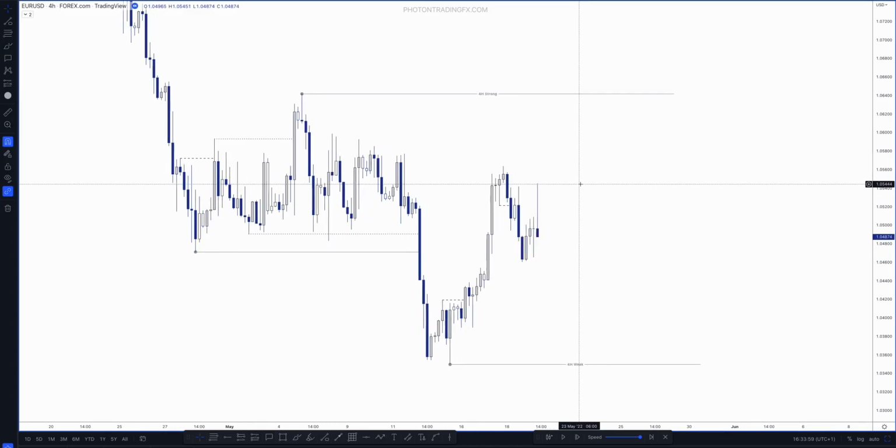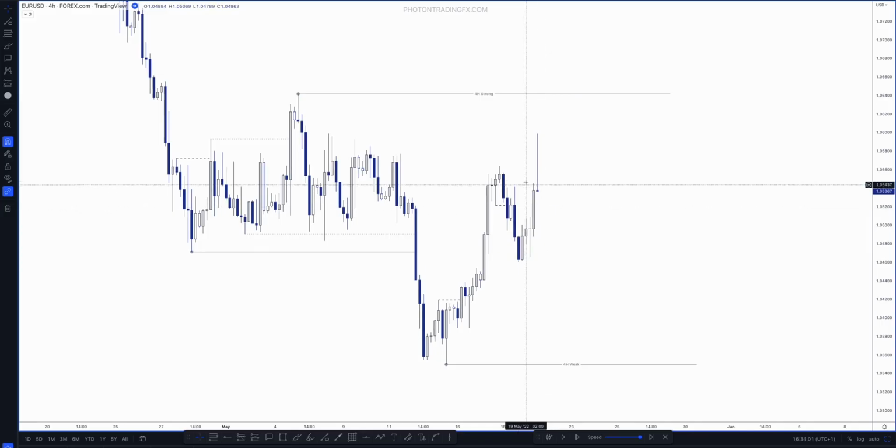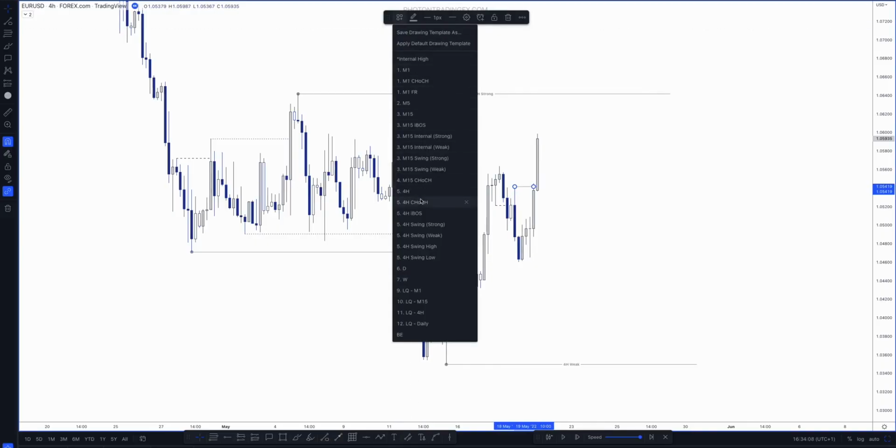So let's see. We don't get a bullish change of character until up here, but then we continue that movement. So this would be your bullish chalk, for the avoidance of doubt. That's where that would be.